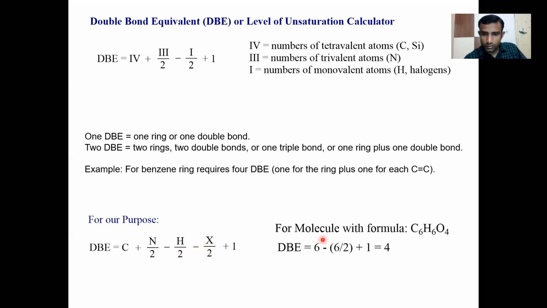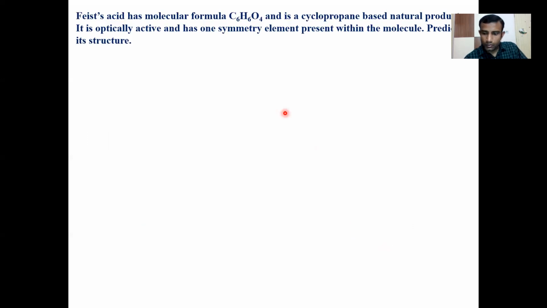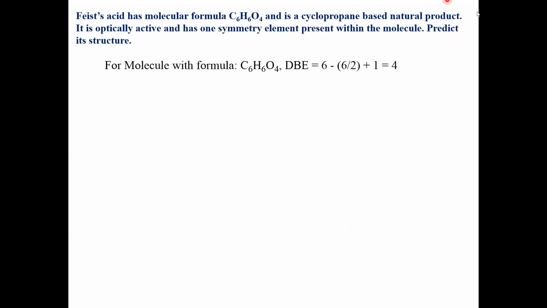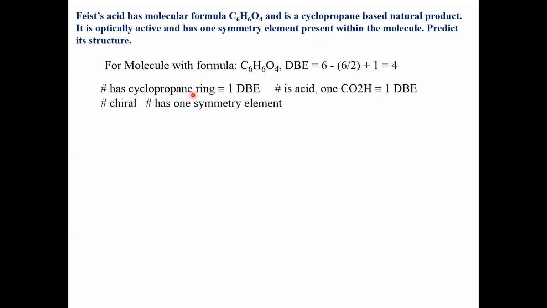So if you consider our Feist acid, which has molecular formula C6H6O4, there are 6 tetravalent atoms, minus the monovalent atoms, only hydrogen here, so 6 hydrogen atoms by 2, plus 1, it comes to 4. Now let us discuss what characteristics are present in the molecule. It has a double bond equivalent of 4 and it is a cyclopropane based natural product. So the cyclopropane ring is equivalent to one double bond out of the 4, and it has acid.